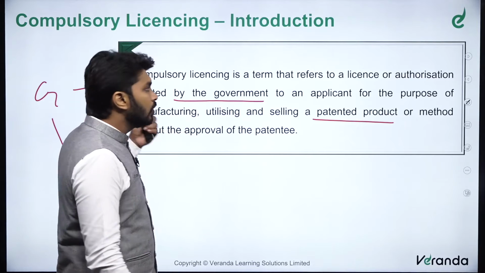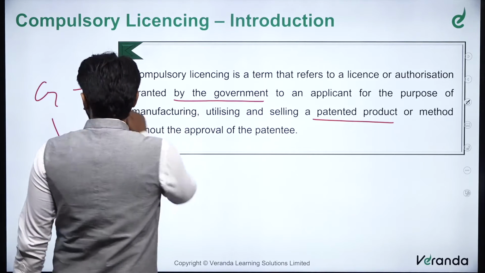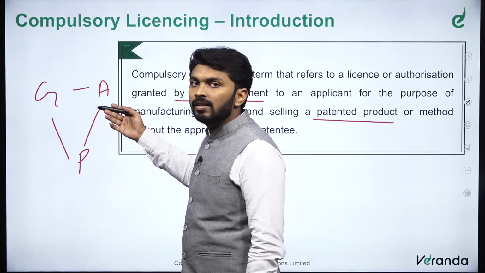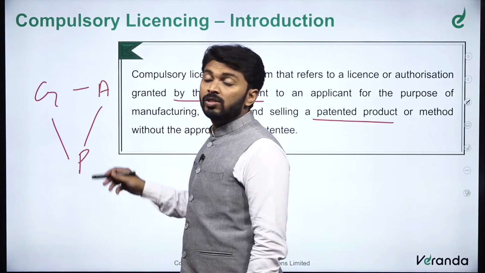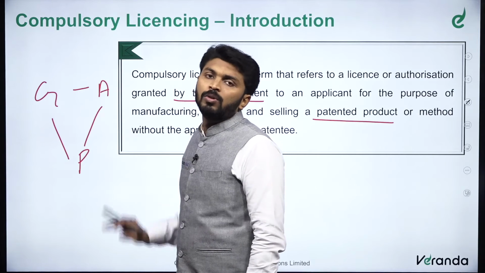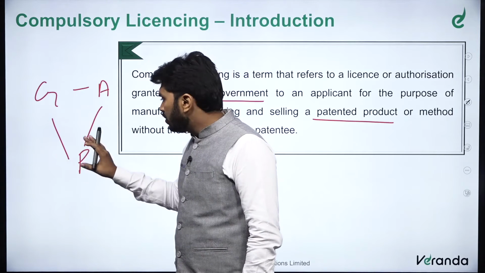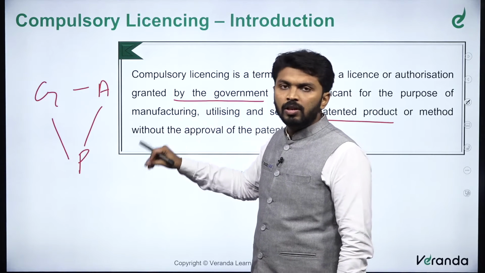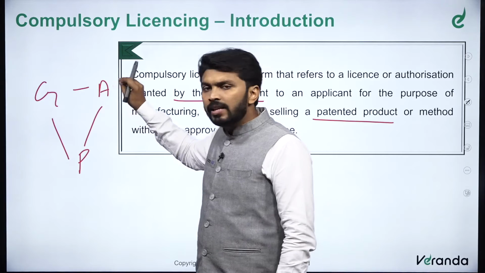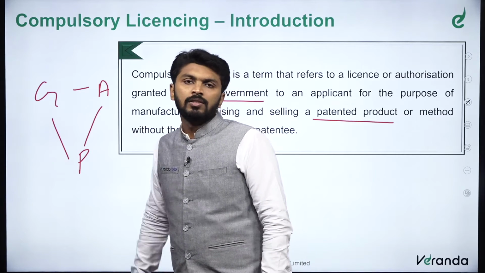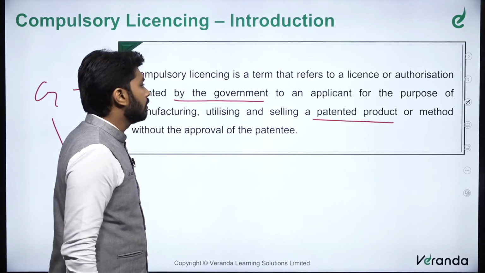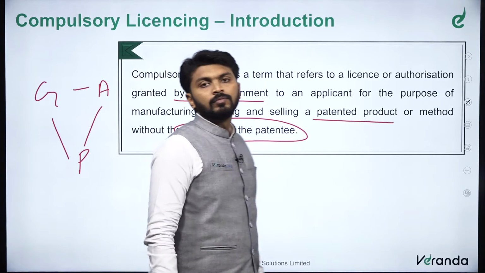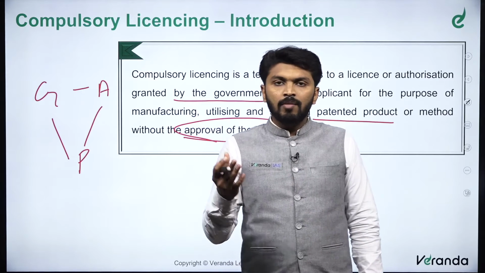So there is another person in play, that is the person or company or firm which holds the patent rights. It is a license or authorization granted by the government to any other person, that is an applicant, to manufacture and sell a patented product which normally another person would not be able to do. Only the person holding patent rights will be able to manufacture and sell. But during times of emergency, the government can authorize any other persons to manufacture that product for which another person is holding patent rights, without the approval of the patentee. This is what is important. This is what is called compulsory licensing.